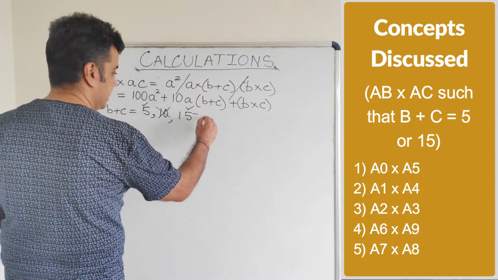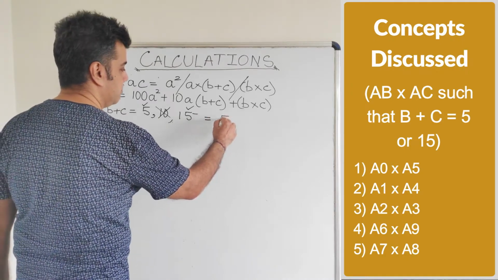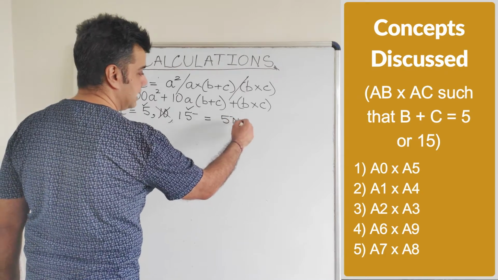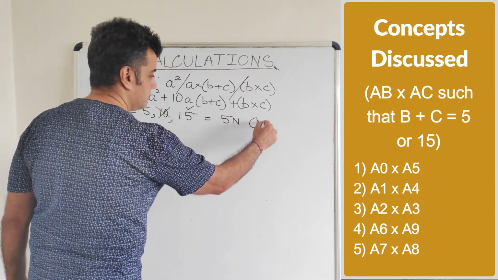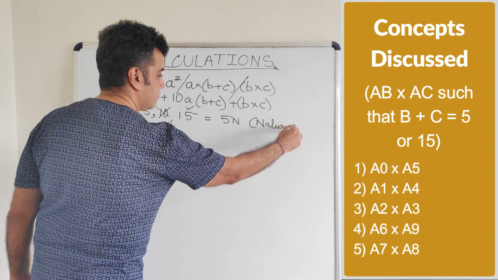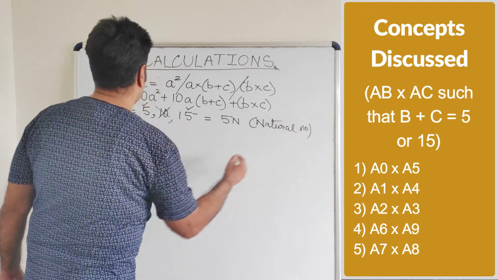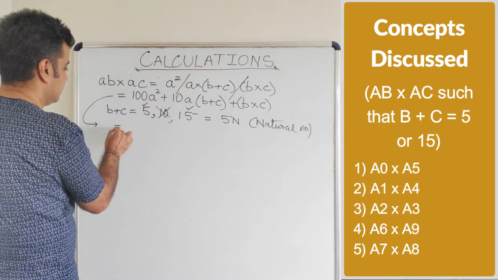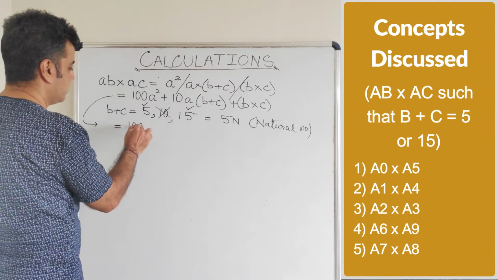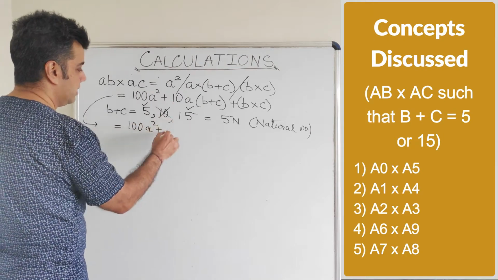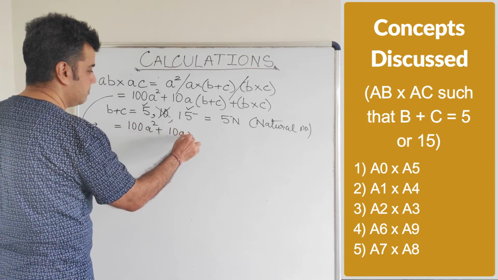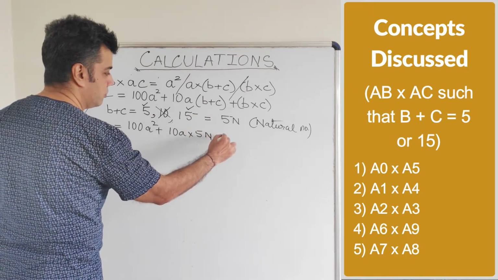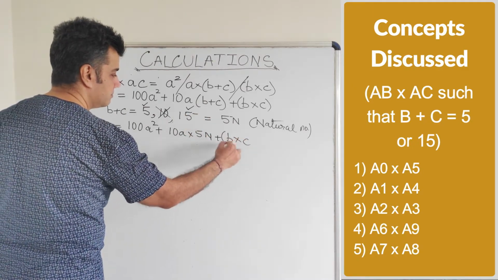So let us put this as b plus c is a multiple of 5, let's put it as 5n, where n is my natural number. Now if I put it back into this equation, I'll say this is 100a square followed by 10a into 5n, because b plus c is equal to 5n, followed by b into c.